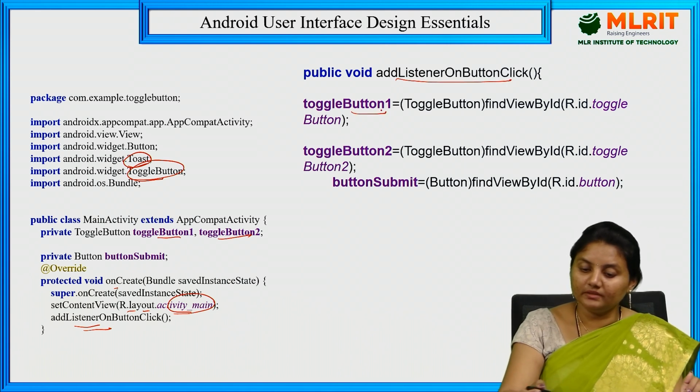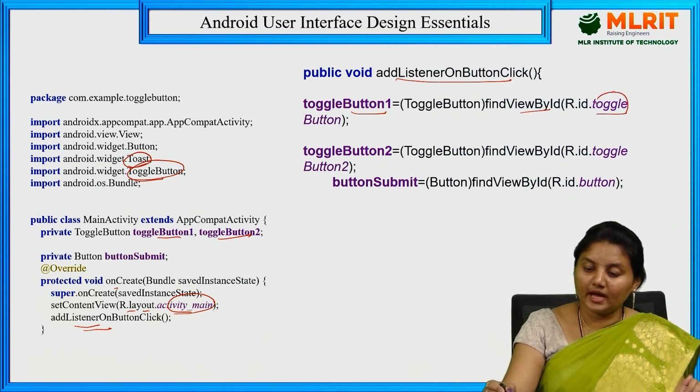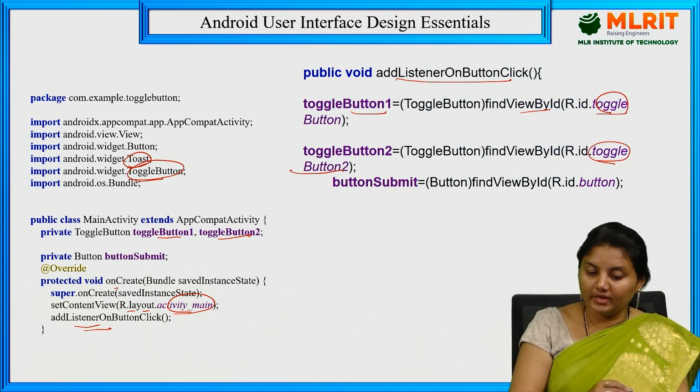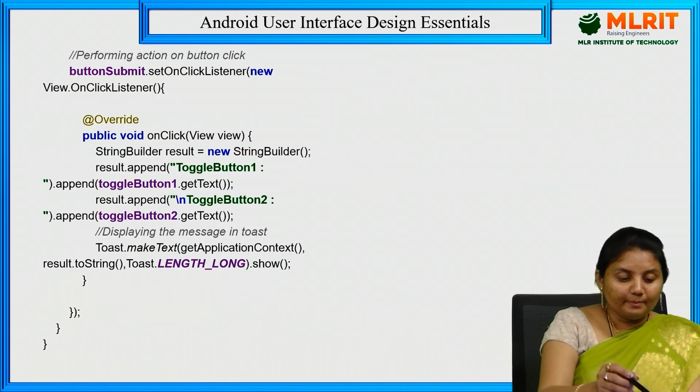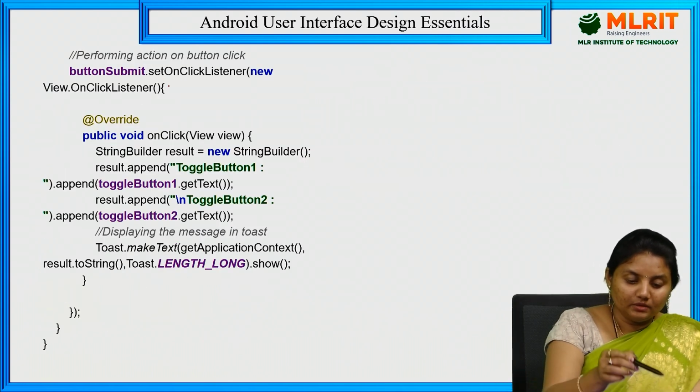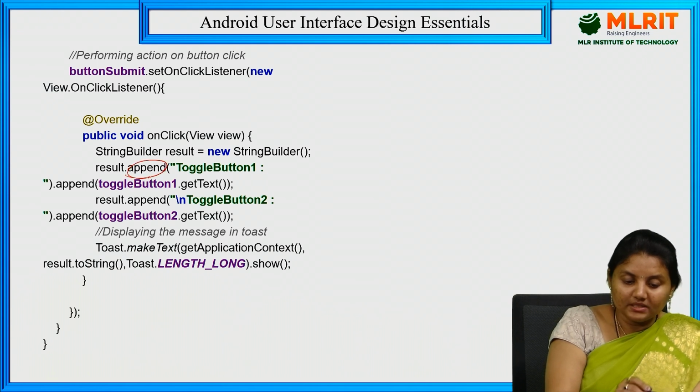Your toggle button 1, findViewById. This is the ID of your first toggle button. This is the ID of your second toggle button. This is when your submit button is clicked. Then when you are clicking the button, what should happen? It should show the result based upon this StringBuilder.